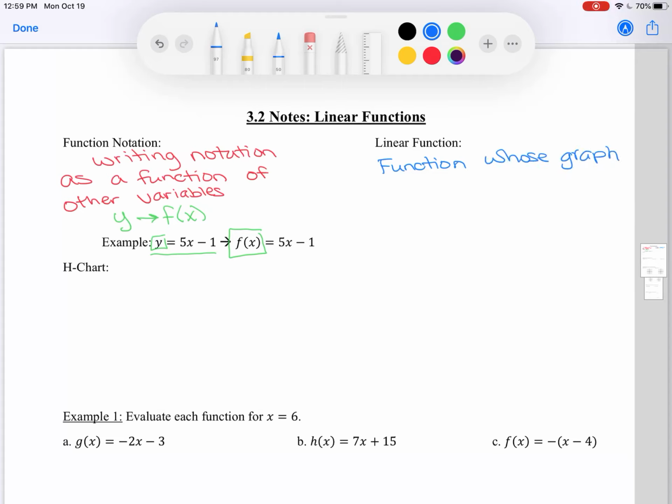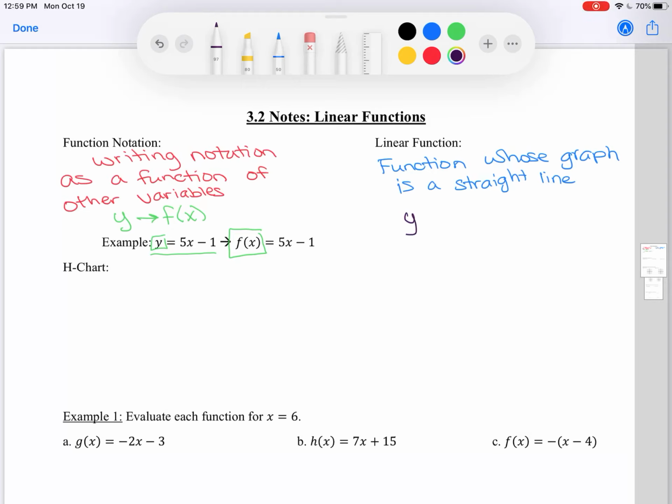Then we have a linear function. And a linear function is a function whose graph is a straight line. Linear, think line. Linear function, think line.